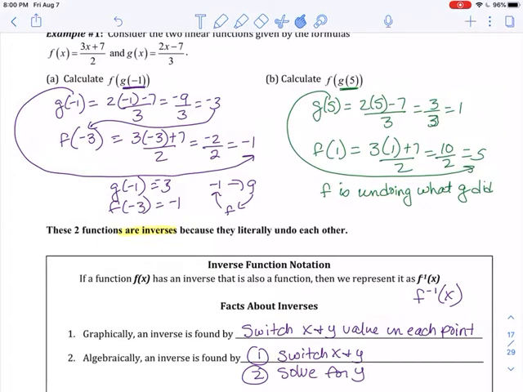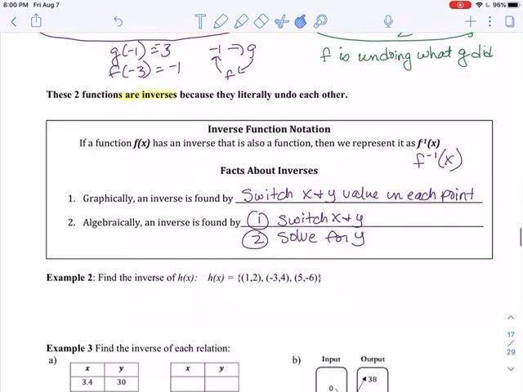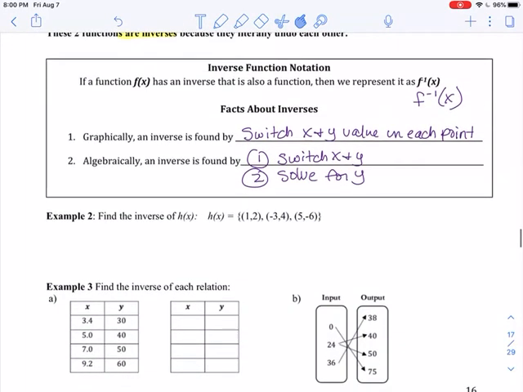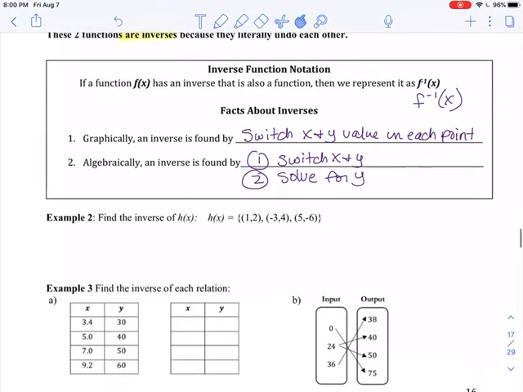All right. So let's give an example. I want to find the inverse of h of x. The points of h of x are (1, 2), (negative 3, 4), and (5, negative 6). So the inverse, which I represent as h to the negative 1 of x, all I do is switch the x and the y.